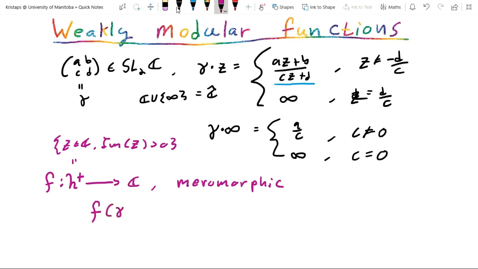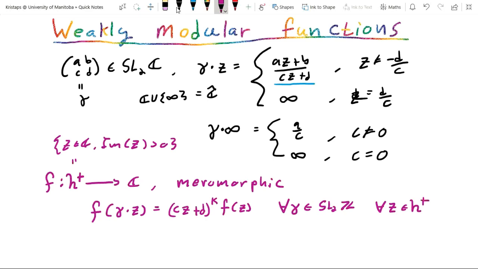Furthermore, we're going to ask that it obey the condition where if we were to take f of gamma acting on z, where gamma is the matrix ABCD, this becomes (cz + d) to the power of k multiplied by f(z). And we want this condition to hold for all, not the entire SL2C, but just the group SL2Z, and of course everything in the upper half complex plane. Now this integer k, this is going to depend on the function f, and we call it the weight of f.